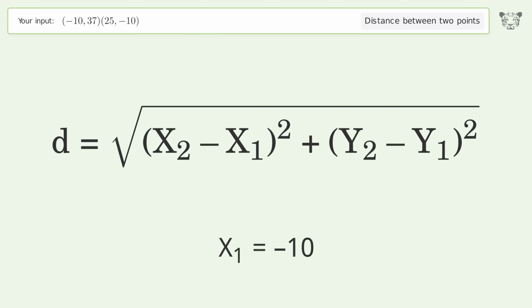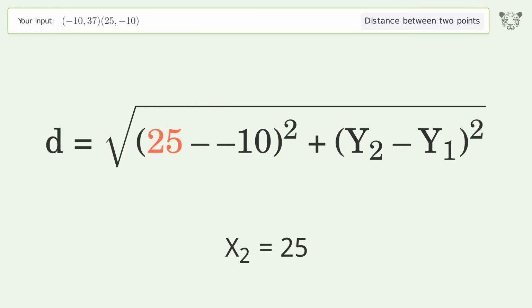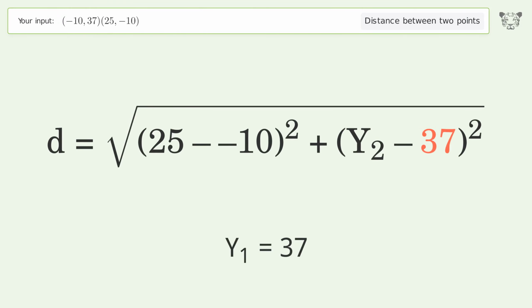x1 equals -10. x2 equals 25. y1 equals 37. y2 equals -10.